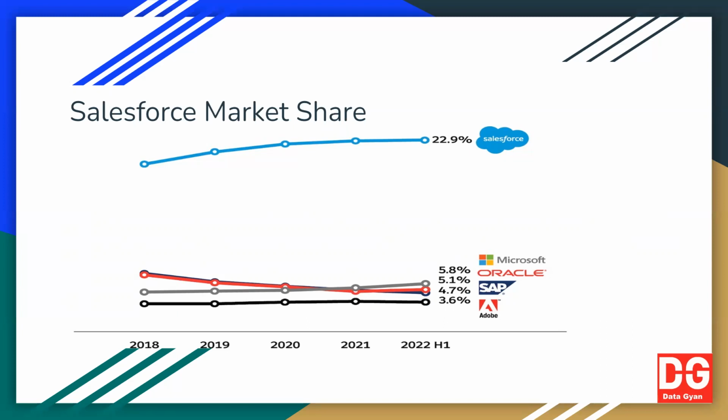Okay, so if we look at the Salesforce market share, this data is from 2022. Salesforce holds around 22% of the CRM technology market, where we can see others lagging behind, like 5.8%, 5.1%, and so on. So it gives a picture of how CRM technology is dominated by Salesforce CRM, and they are top in the CRM market.